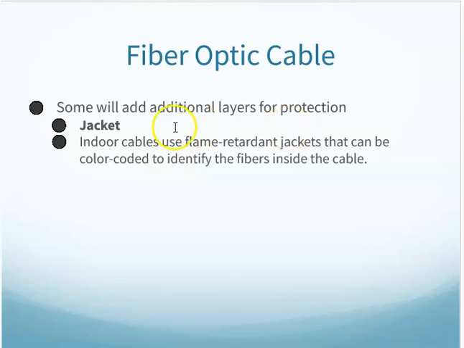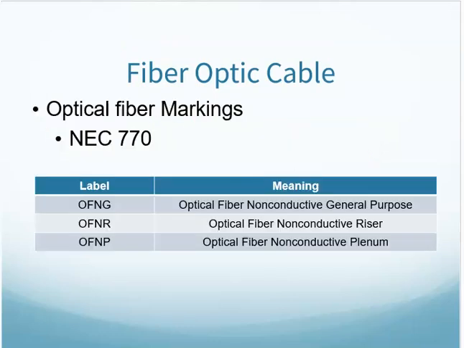Indoor, we have to worry about it being flame retardant. You know, our plenum rating that we talked about before. So we should remember our general, riser, plenum. Look at that last letter: general, riser, plenum. General being used for like patch cable in a closet. Riser being used for connecting closet to closet vertically up through the building. And then plenum being installed above the ceiling, down the hall, and into a room kind of thing.